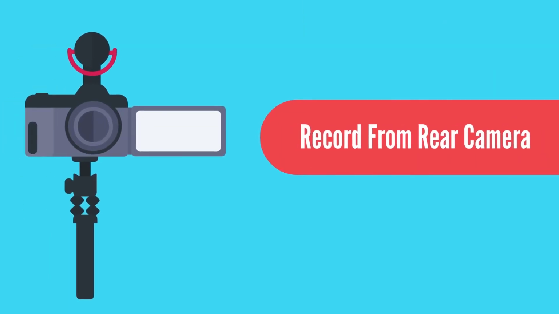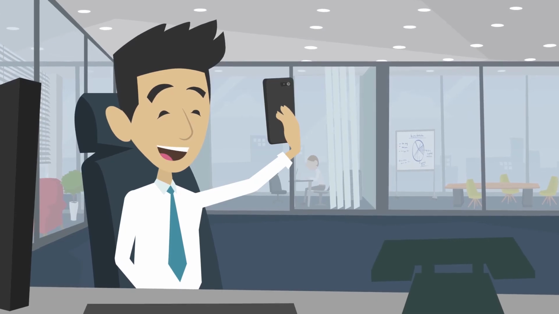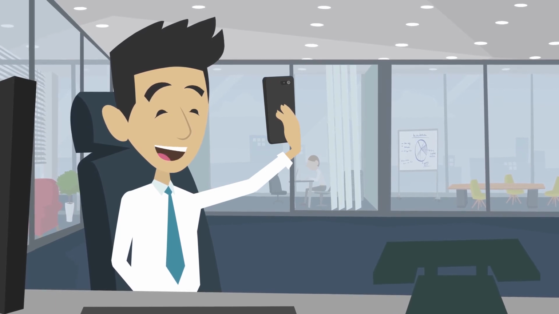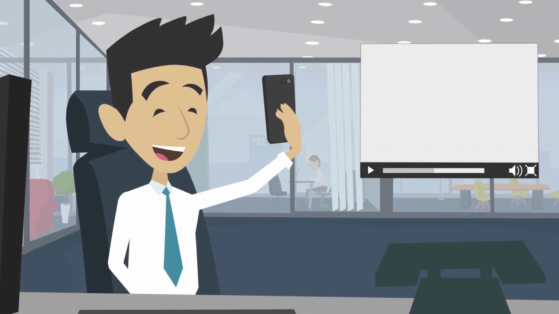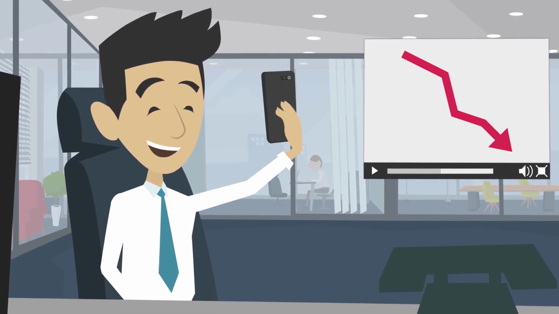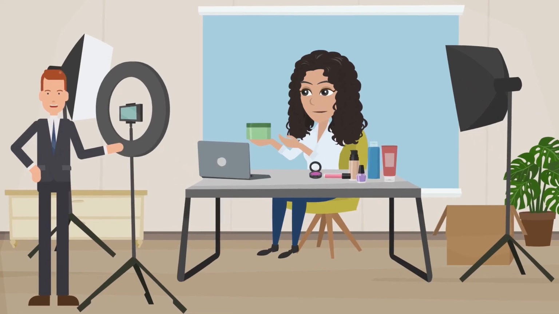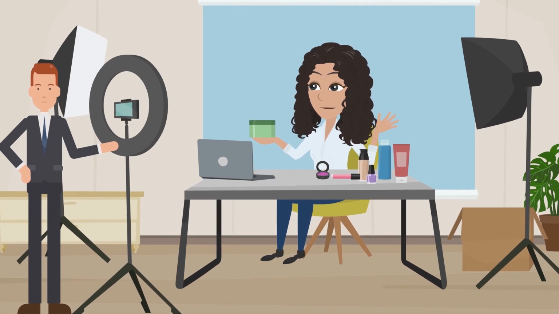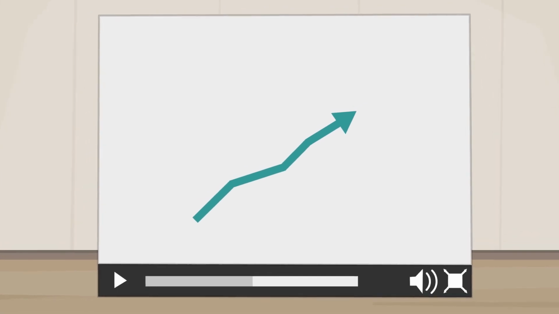Record from rear camera. Most people who are recording their own videos tend to use the front camera. While this is efficient, it isn't the best way to record a video as the front camera creates a lower quality film. So instead, what you can do is to ask someone to record your videos using the rear camera, which has a higher quality and will record a better video.